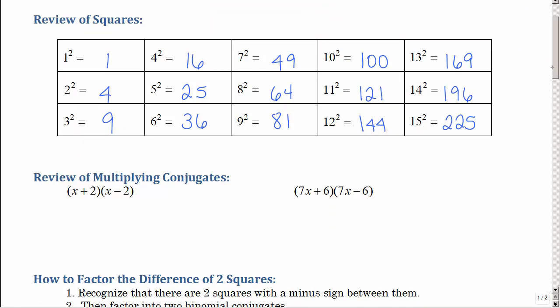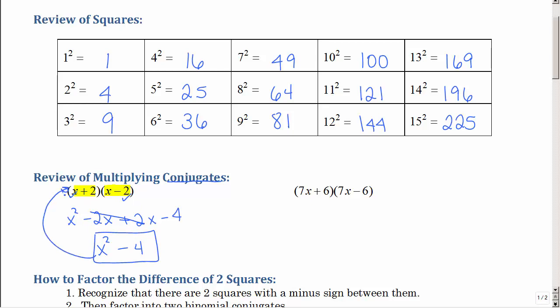Another thing we need to review is something we learned a few lessons ago when we were multiplying, and we multiplied conjugates. Remember, conjugates are binomials that look exactly the same except the middle sign is different. And do you remember the pattern when we multiplied? Well, if we just FOILed it, first, out, inner, last, remember those middle terms canceled, and you just got the first term squared and the last term squared. Today, we're going to go backwards.